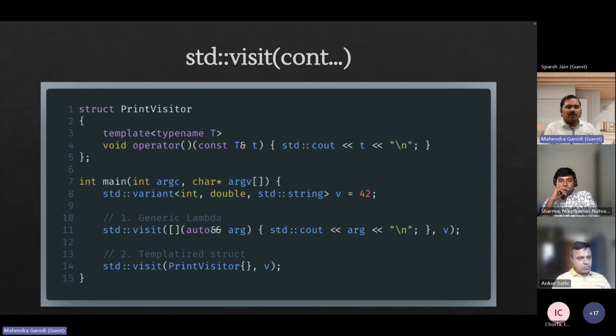Generic lambdas are nothing but, as we know, a kind of syntactic sugar on top of function objects. So we can very well write our own structure, PrintVisitor, overload operator(), use templates here to write the generic code, and instantiate it here, and it will call. So both are kind of the same. How std::visit internally works, we'll see once we implement the FSM, and we'll go into the details of how it is able to call this visitor for a particular data type, even though the signature might be different.